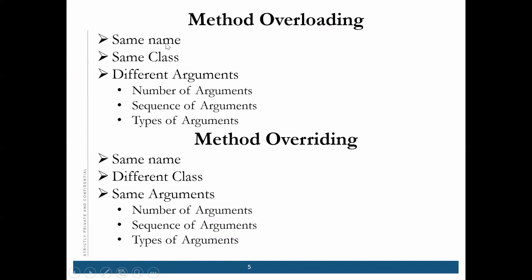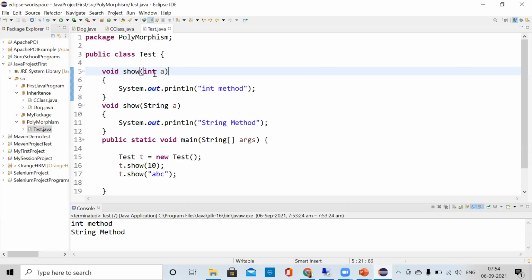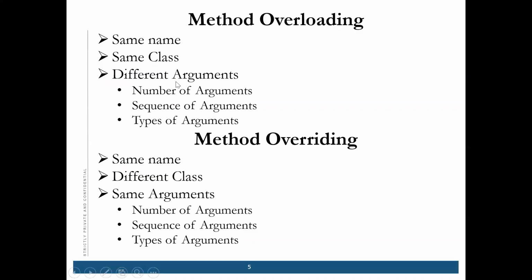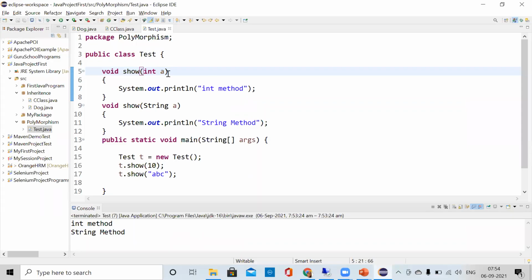How? Because it is the same name, same class, different arguments. Different arguments can mean the number of arguments is different, the sequence of the arguments is different, or the type of the arguments is different. Let's take the number of arguments first.